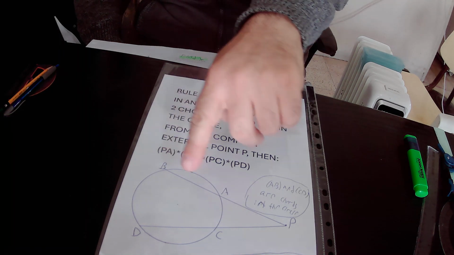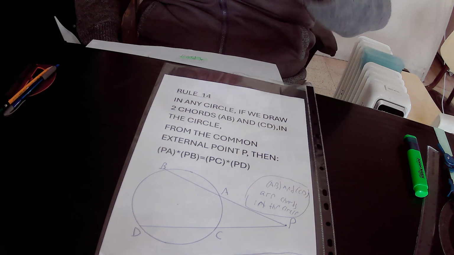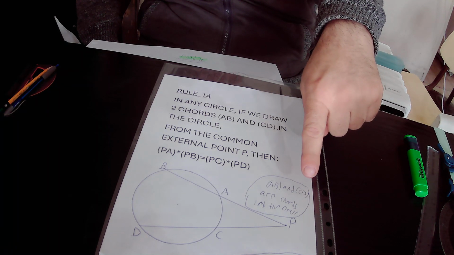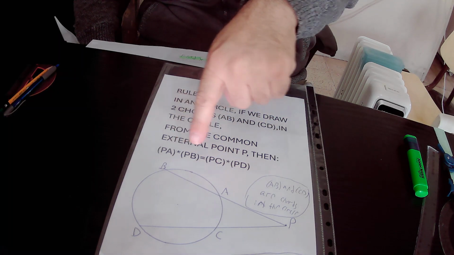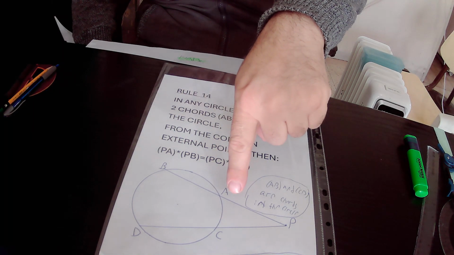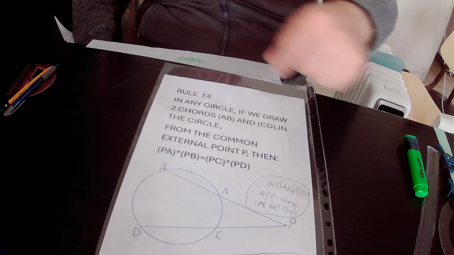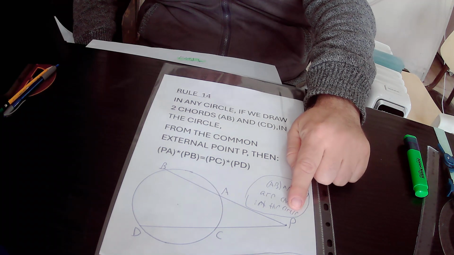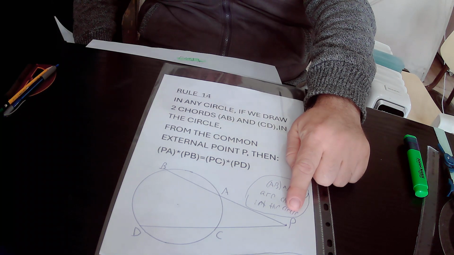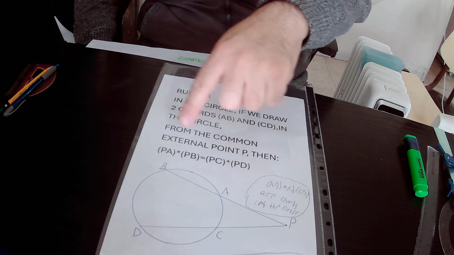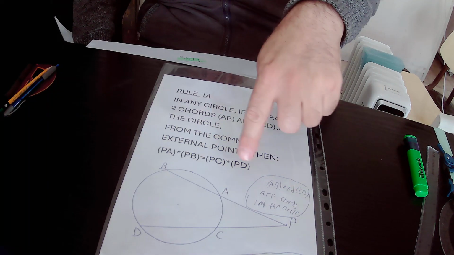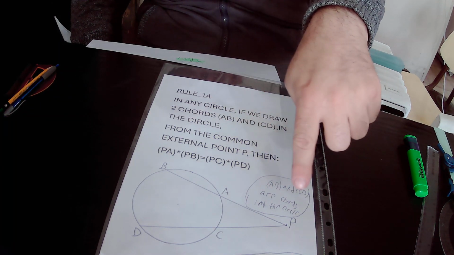So we have here this circle and the common start point, point P. From the common start point, point P, we draw two chords inside this circle. This is called AB, and the second chord is called CD. Both of them exit from this common start point, point P. So in this drawing, the following equation will be true: PA times PB equals PC times PD. You can implement rule number 14 in our drawing.